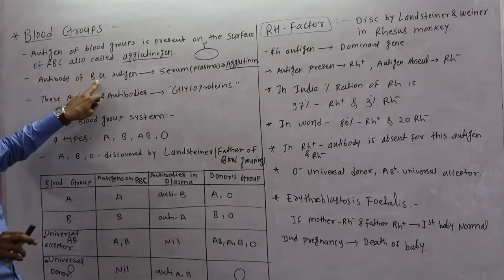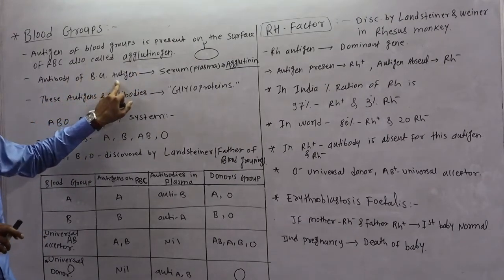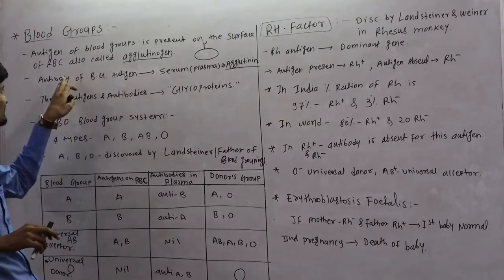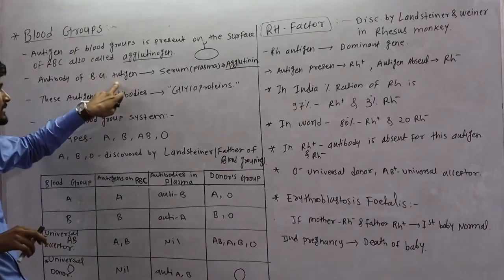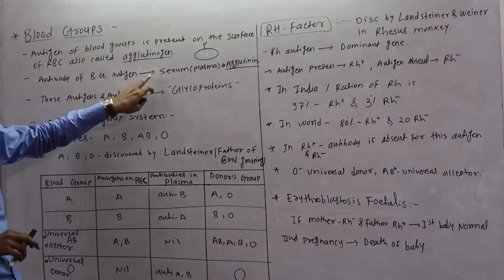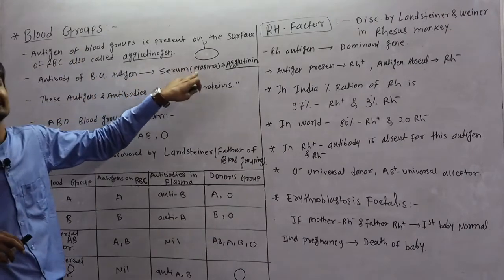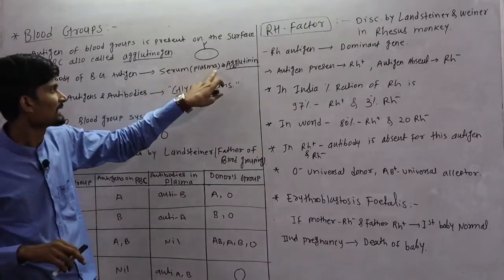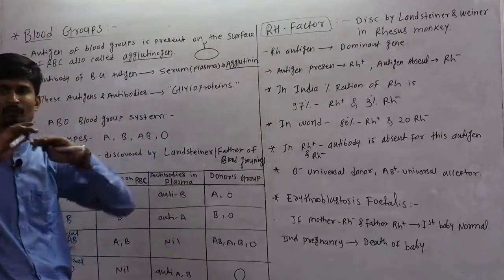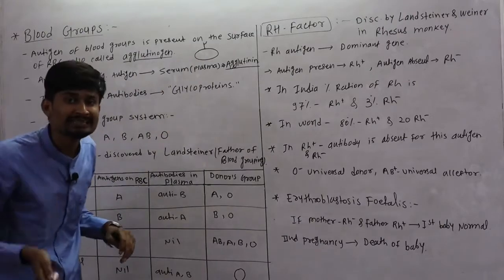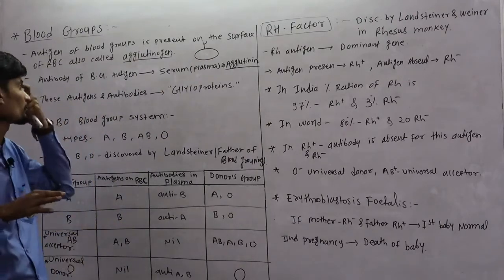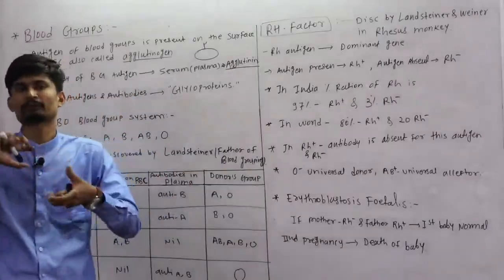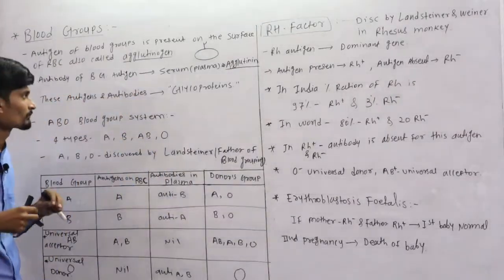Antibody of blood group, antigen. Okay? The antibody works against this antigen of the blood group, and is present in the serum, that is the plasma. We have studied what is the plasma, what is the serum, and that is called agglutinin. So antibody is also called agglutinin, and antigen is also called agglutinogen. So there is a reaction between the agglutinin and agglutinogen.